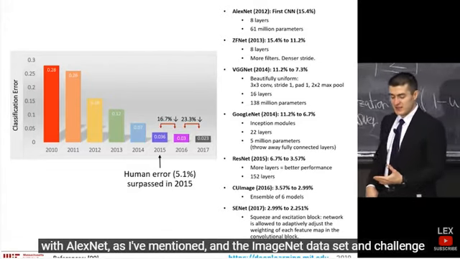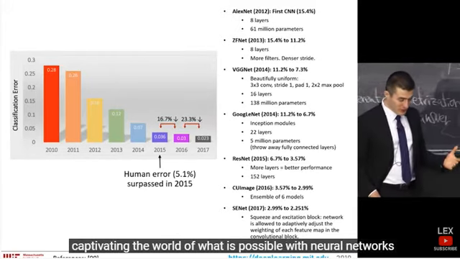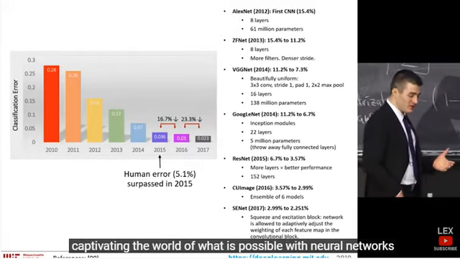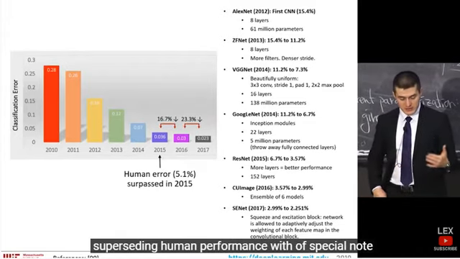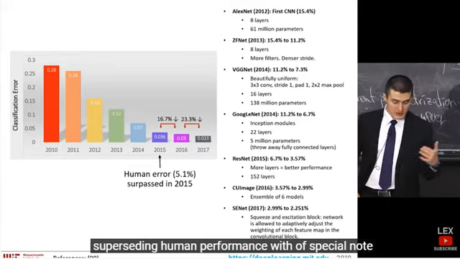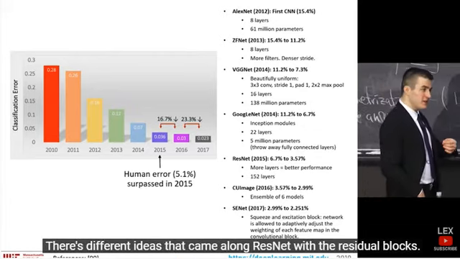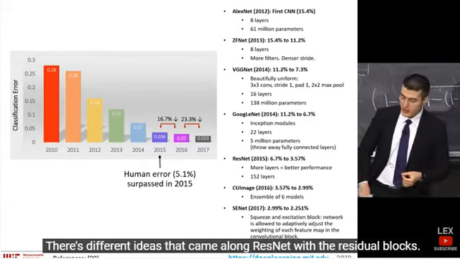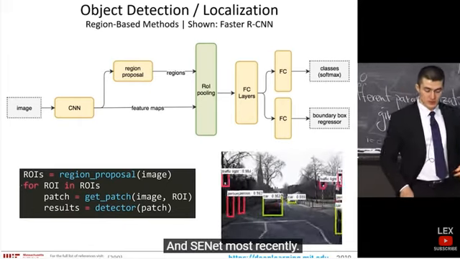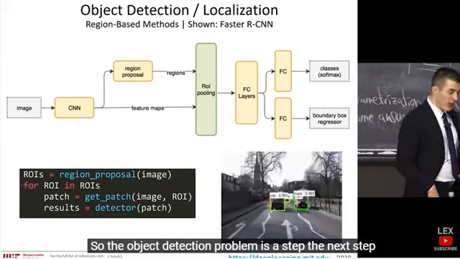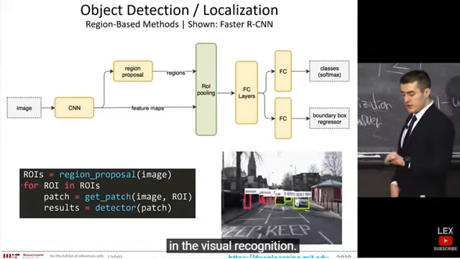With AlexNet, as I've mentioned, on the ImageNet dataset and challenge, captivating the world with what is possible with neural networks, results have been further and further improved, superseding human performance. Of special note is GoogleNet with the inception module. There are different ideas that came along, ResNet with the residual blocks, and SENet most recently.